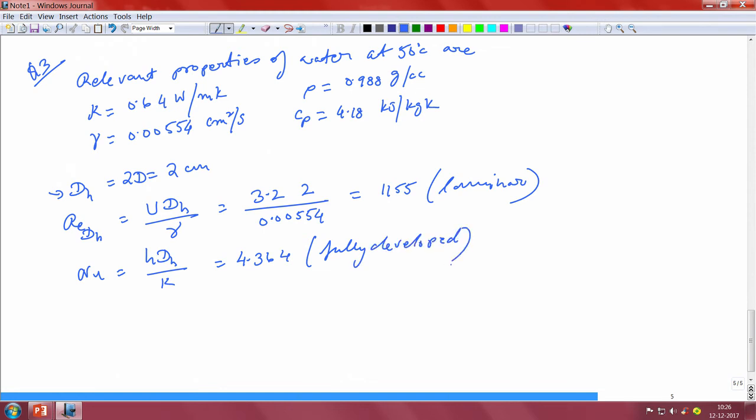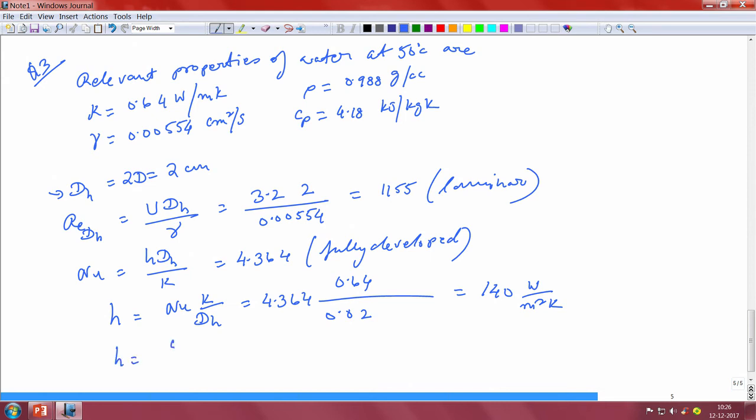That we already know from our discussions earlier. So, h will be Nusselt number into k by d_h, which is 4.364 times 0.64 on the top; you can just work on the unit. This is 140 watt per meter square Kelvin. h is also given as q_w double prime divided by T_w minus T_m.